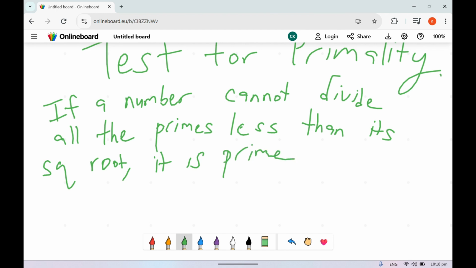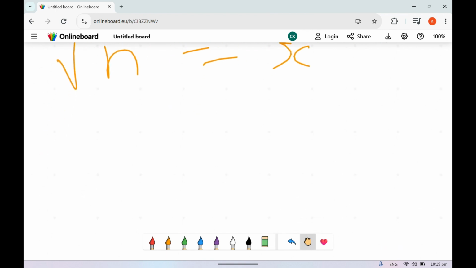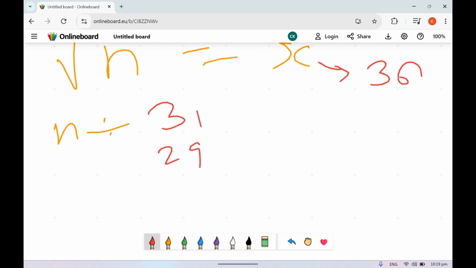Now what does this mean? For example, if I have n and I want to test for its primality, all I need to do is take n and square root it, and I'll get some number, let's say x. Essentially, I just need to take n and divide by all the primes lesser than x. So let's say x is 36. I'm going to divide by all the primes lesser than 36: 31, 29, 23.